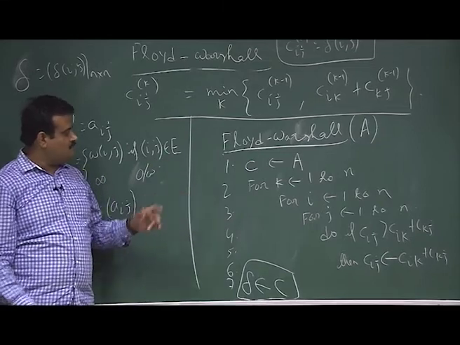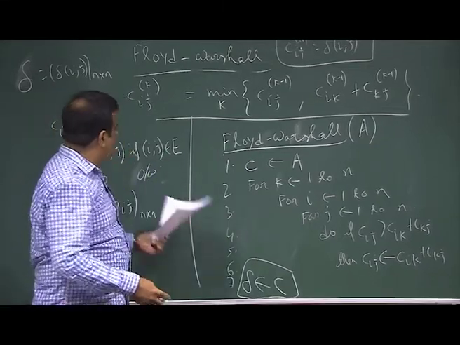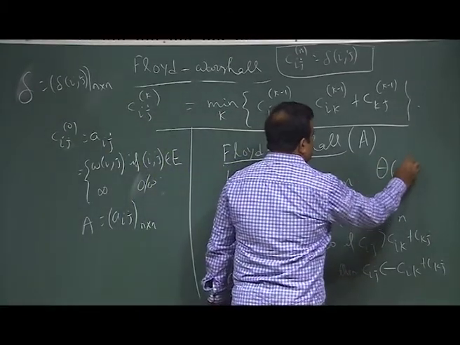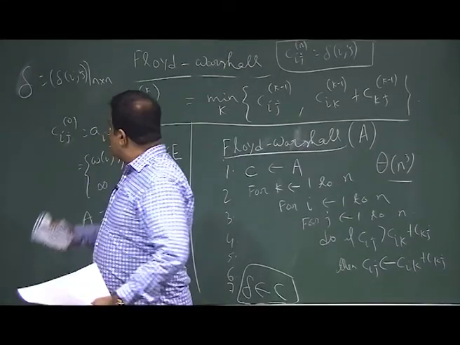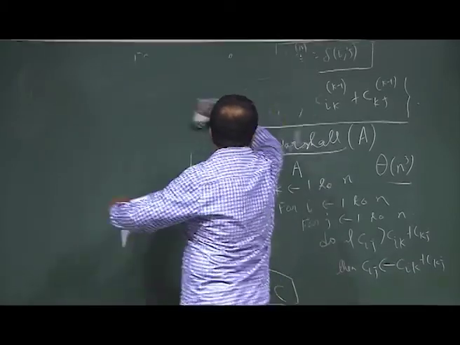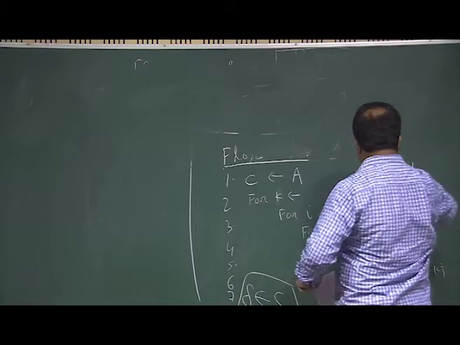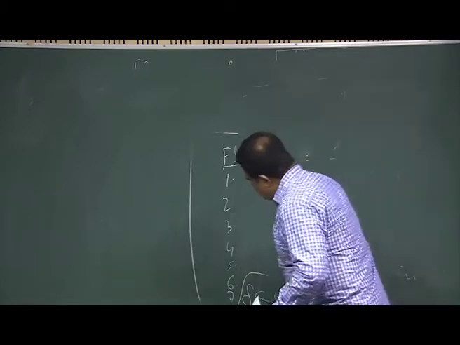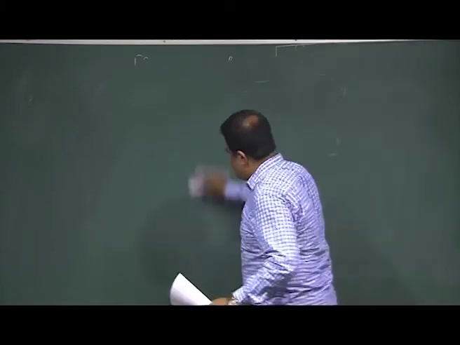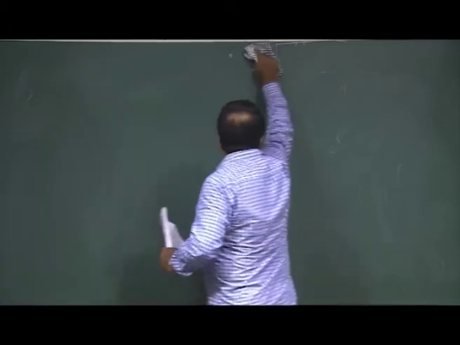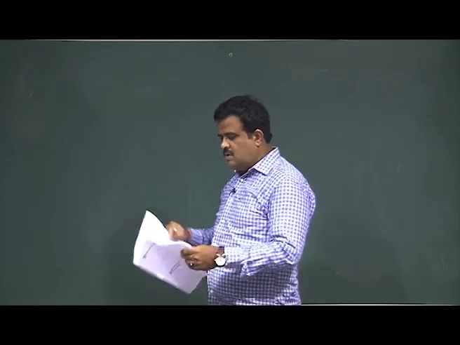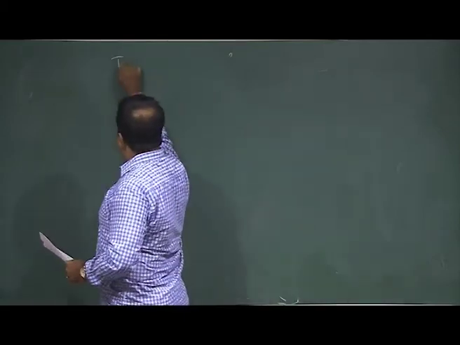This is called the Floyd-Warshall algorithm, and the time complexity for this is basically, we have 3 for loops, so time is order of n cube. Now we will talk about an application of this algorithm, which is called the transitive closure of a graph. Suppose we have a directed graph, and here there is no weight on the edges.